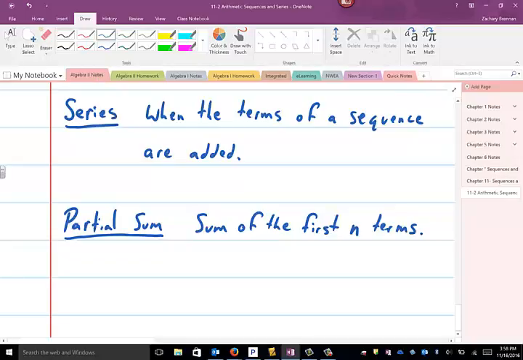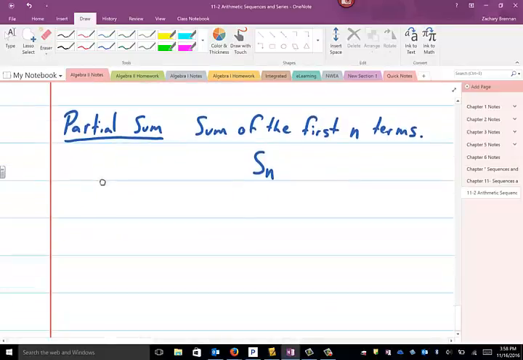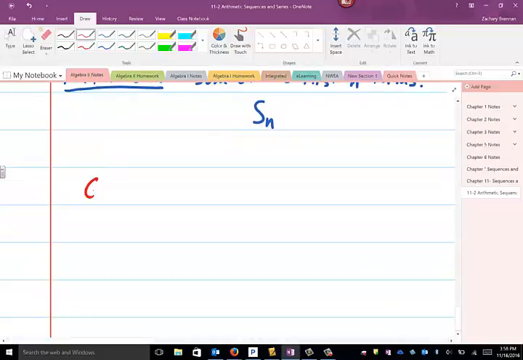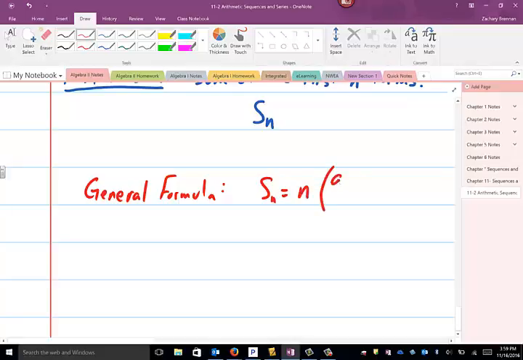Just like we used a sub 1 and a sub 2 and a sub n, we're going to have a notation for this. This is s sub n. That means the sum of the first n terms. There are two formulas that we can use. The first one is called the general formula. That one is s sub n is equal to n, and then in parentheses a sub 1 plus a sub n, over 2.